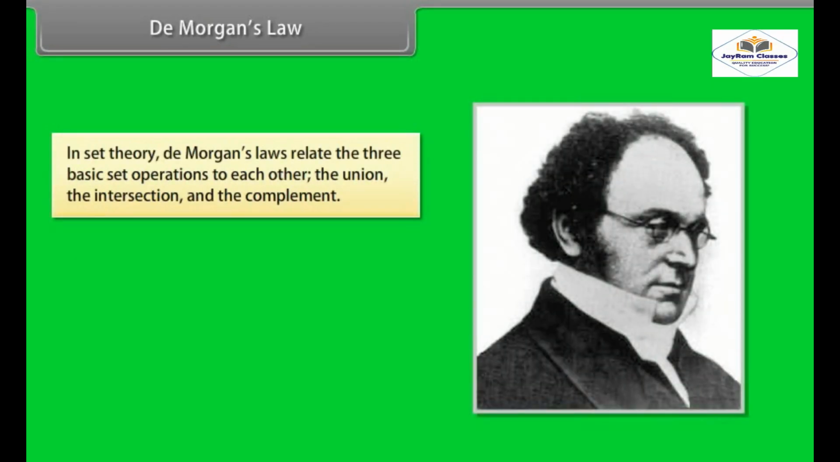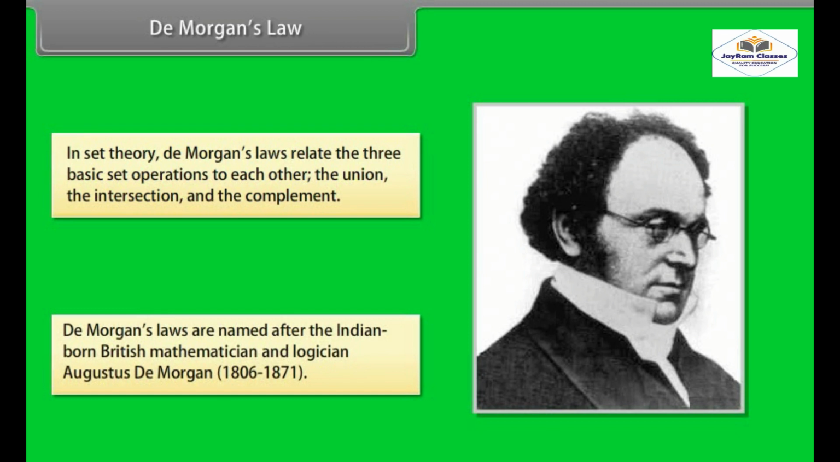De Morgan's law. In set theory, De Morgan's laws relate the three basic set operations to each other: the union, the intersection, and the complement. De Morgan's laws are named after the Indian-born British mathematician and logician Augustus De Morgan.